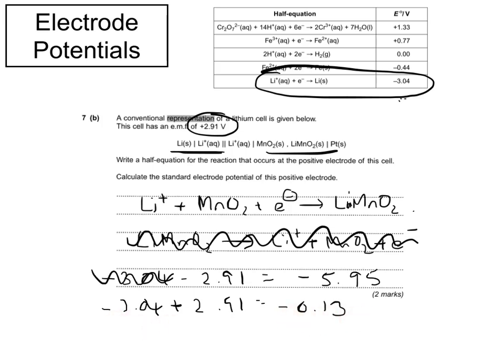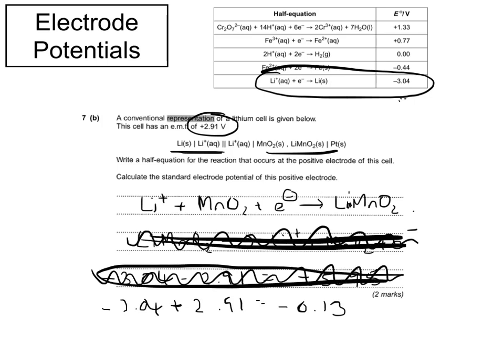So we can discount this sum. Make sure we scribble it out thoroughly so the examiner doesn't think that's part of our answer, and those are our two answers there, and there.